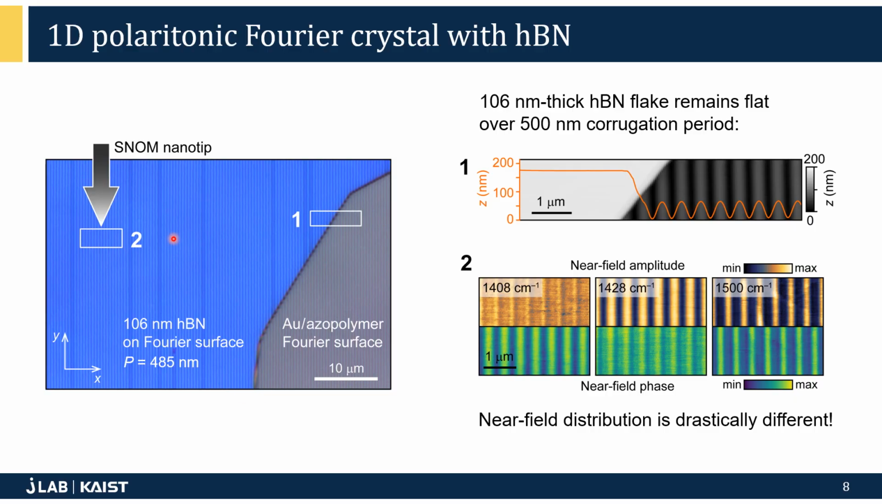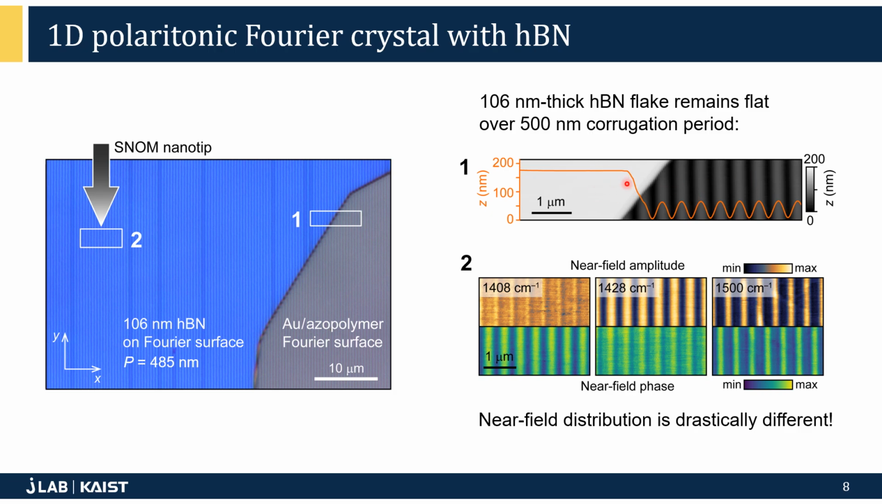Here is the microscope image of the completed sample of Polaritonic Fourier crystal, a 106 nanometer thick hBN flake on top of the harmonically corrugated gold mirror with corrugation period of 485 nanometers. First of all, I would like to note that even a 106 nanometer thick flake remains flat over the 5 times larger corrugation period. This can be seen in the AFM scan across the hBN edge shown here.